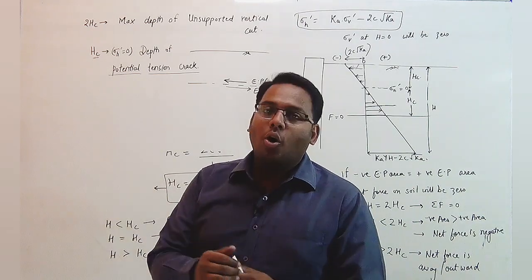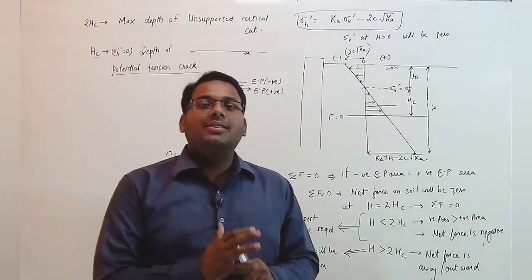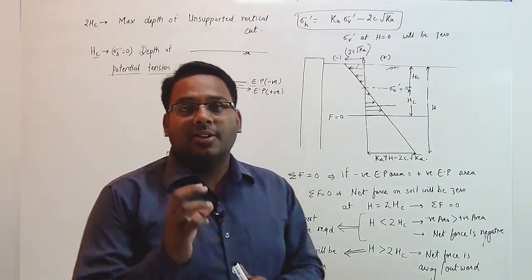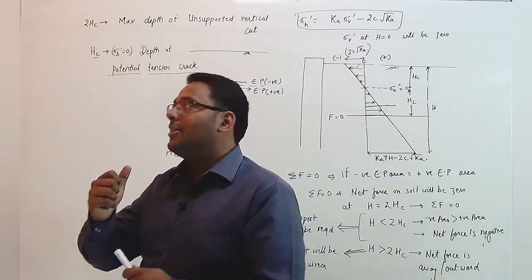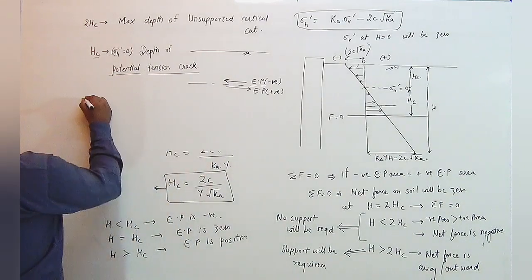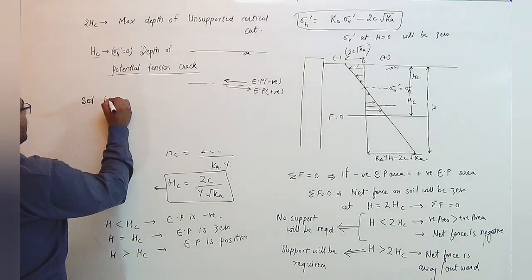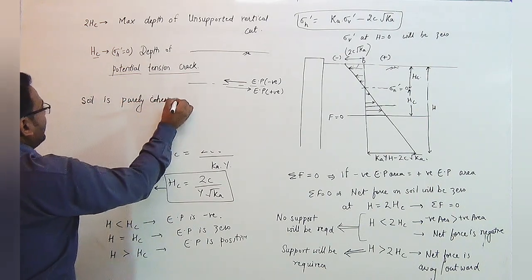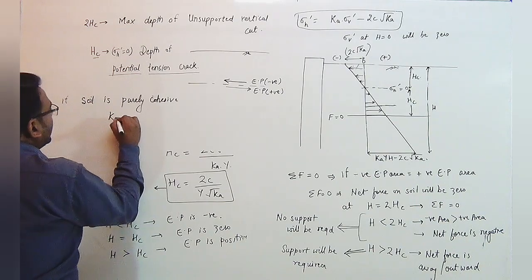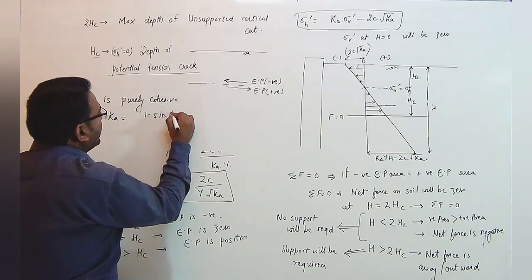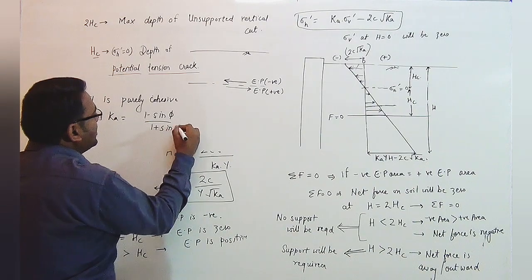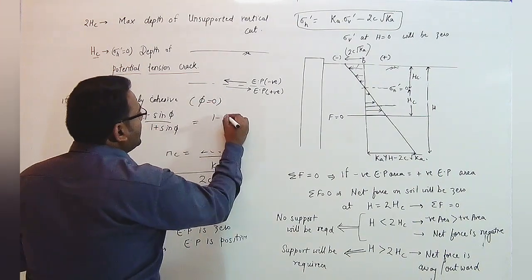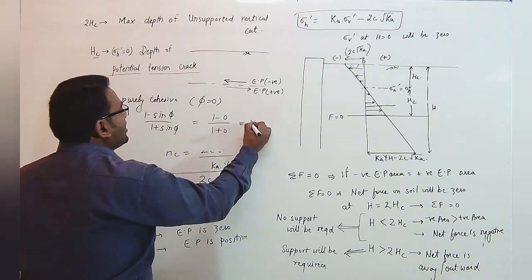So I hope you all got the concept behind tension cracks, how the earth pressure varies in the C-phi soil, or if the question says that the soil is purely cohesive. If the soil is purely cohesive, then the value of Ka, which is equal to (1 minus sine phi) upon (1 plus sine phi), will change. Purely cohesive means phi will be equal to 0, and phi equal to 0 means the value of Ka will be equal to 1.